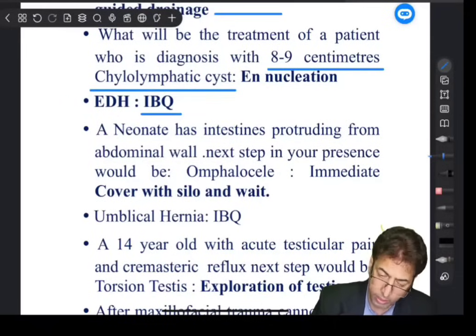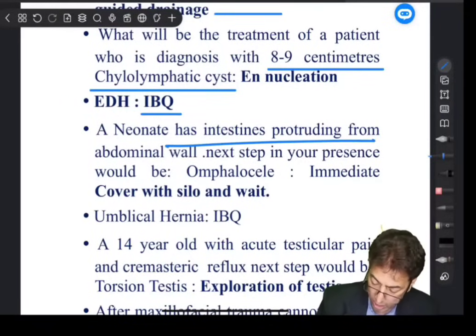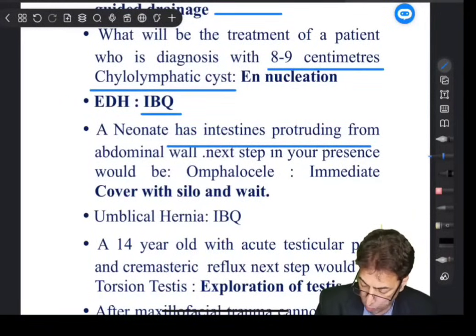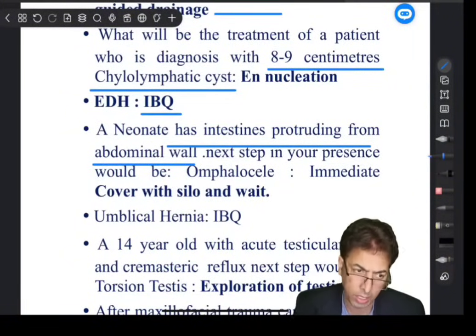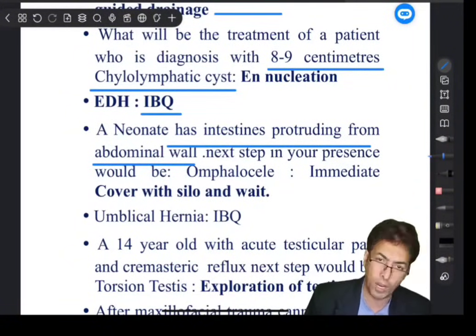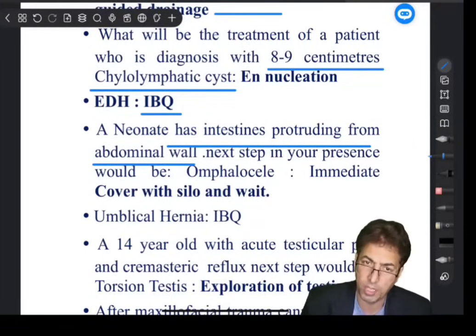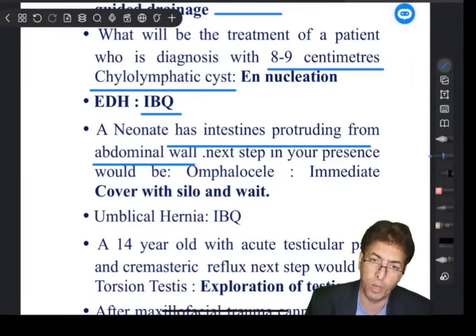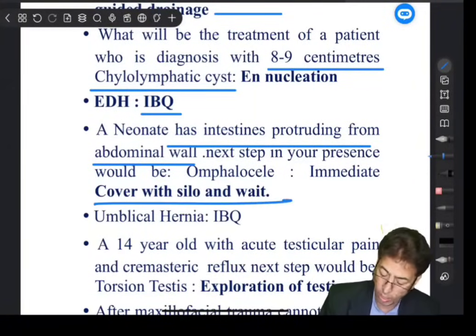Now, a neonate, in a clinical scenario, has intestines protruding from the abdominal wall. The question is the next step. You are aware of these two clinical conditions, omphalocele and gastroschisis. Gastroschisis presents without a covering, you are aware of that. But here the question is not just to diagnose omphalocele or umbilical hernia or gastroschisis. It is simply omphalocele, and you have to remember what's the best next step. So you just cover him with a silo and wait.